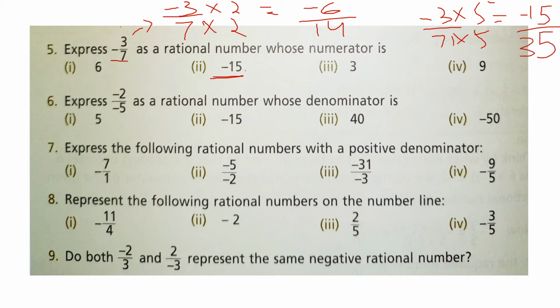Now you have to do the third and fourth part by yourself. The third part is already 3 here, you just have to remove this minus sign, and here you have to see by which number you have to multiply 3 to get 9.